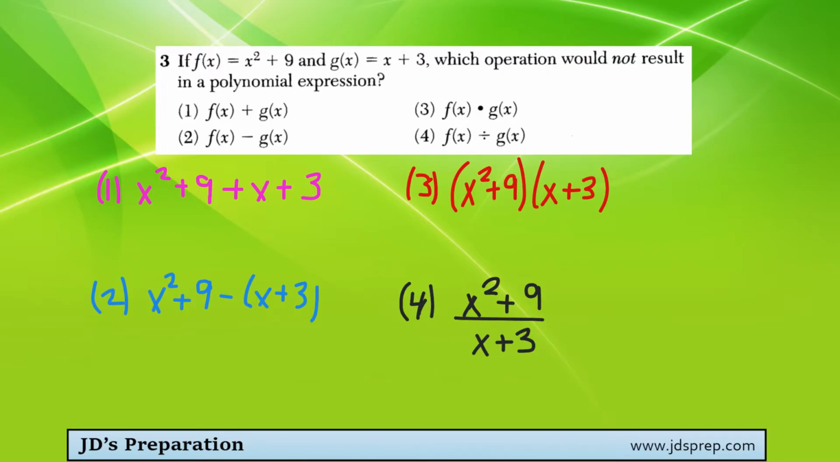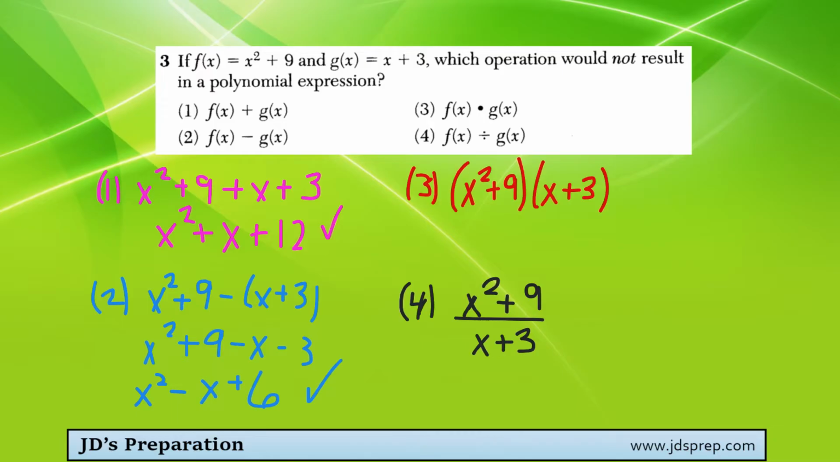Looking at the first one, if we add the two together and combine our like terms, we would get x squared plus x plus 12. So yes, that's clearly a polynomial. The second one, if we subtract g of x, we would get x squared plus 9 minus x minus 3. So that simplifies to x squared minus x plus 6. So again, that checks out.